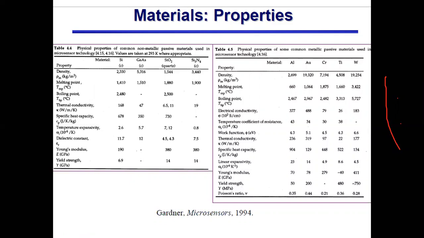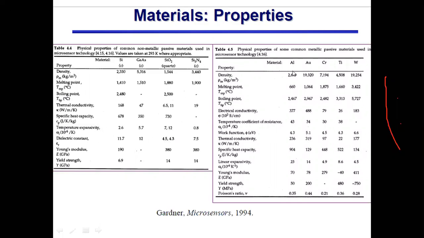So this is the table for silicon, gallium arsenide, silicon dioxide, which is normally added on top of the silicon wafer, and silicon nitride. Normally these two are used as dielectric layers on top of the silicon wafer in order to electrically isolate the silicon wafer when we fabricate. The physical, mechanical, and thermal properties of these are given in this table.